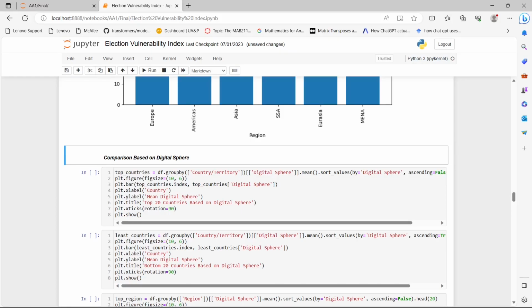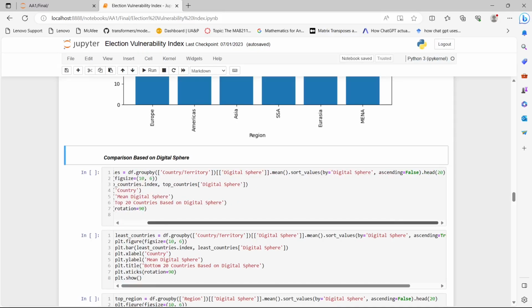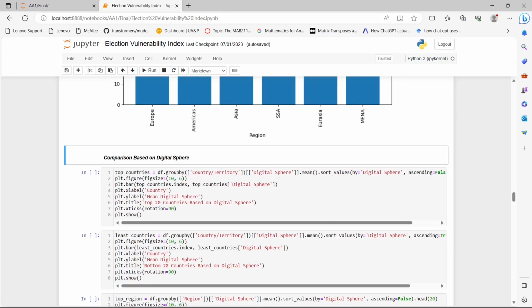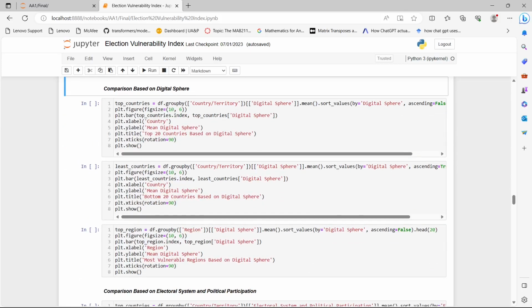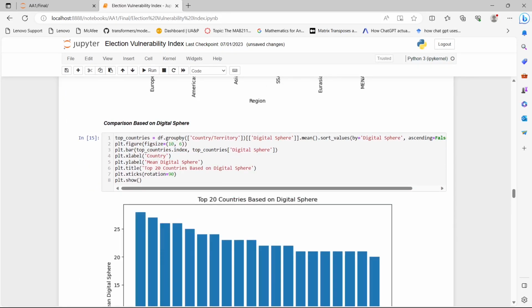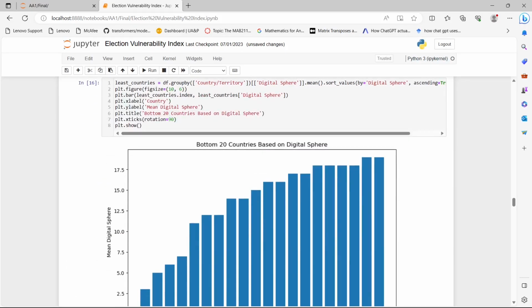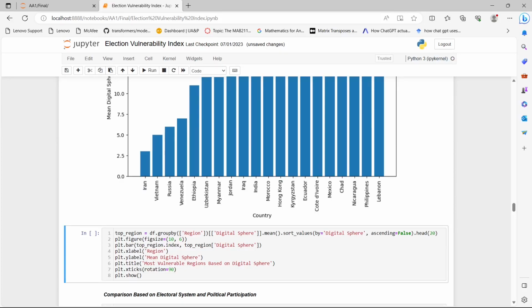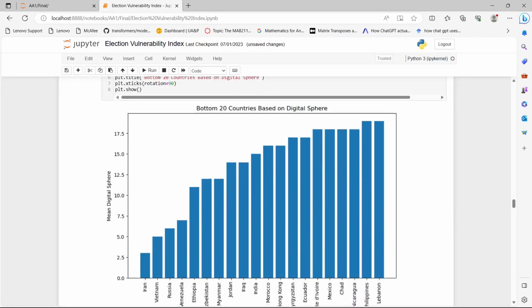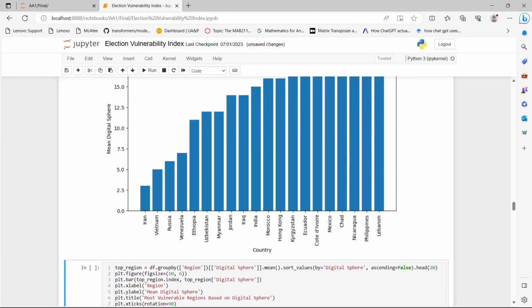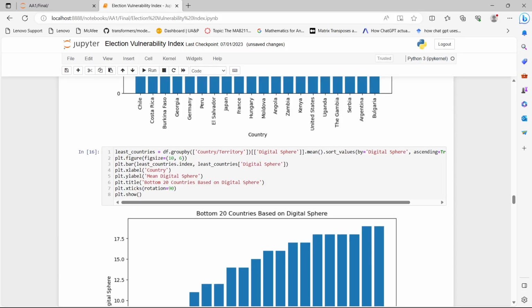Now we are going to compare based on digital sphere. First we are going to group the countries based on the digital sphere. Then we get the top 20, and that means they are the least vulnerable. This one at the bottom, they are the most vulnerable. The next one, these are the countries. We have Iran. It's actually the least safe country as far as the digital sphere is concerned.